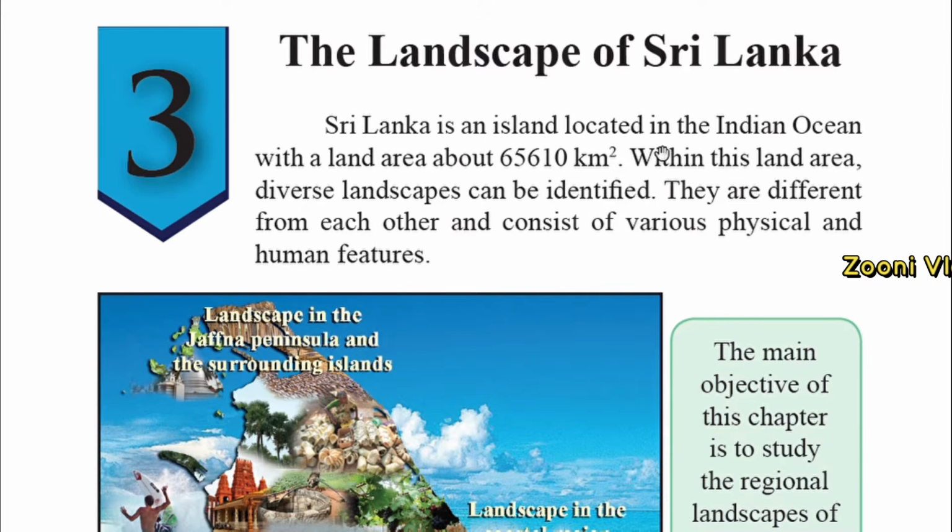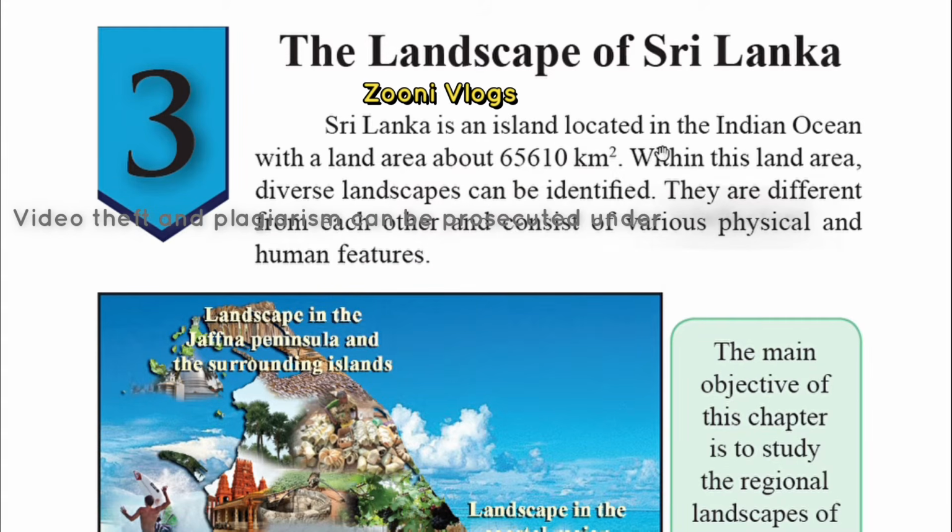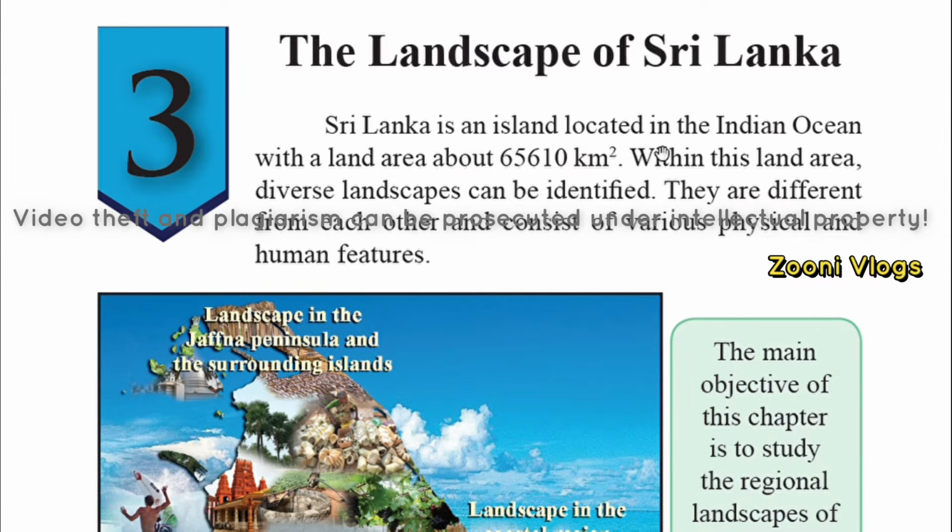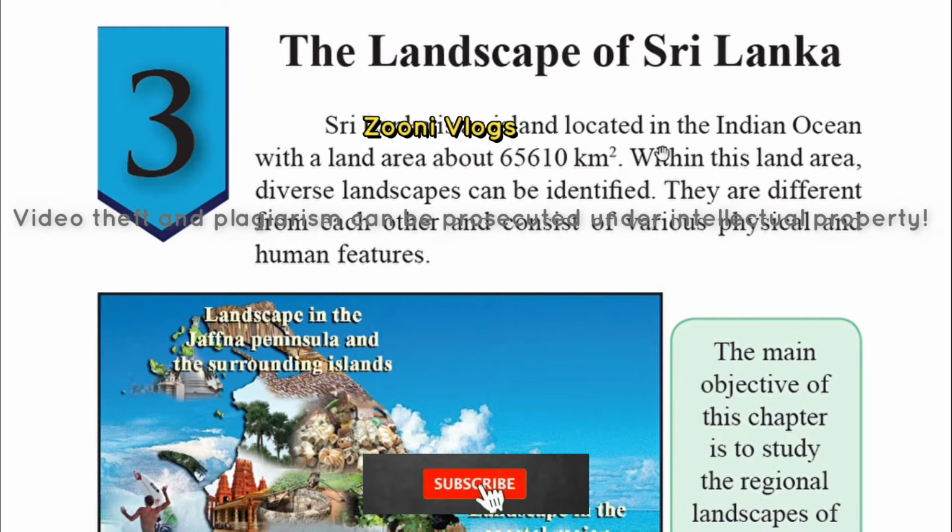Within this land area, diverse landscapes can be identified. They are different from each other and consist of various physical and human features. Can you all remember, we discussed the location of Sri Lanka. It is in between the Tropic of Cancer and Tropic of Capricorn and it is in the Indian Ocean. It's an island. We discussed many more things about the location of our country.